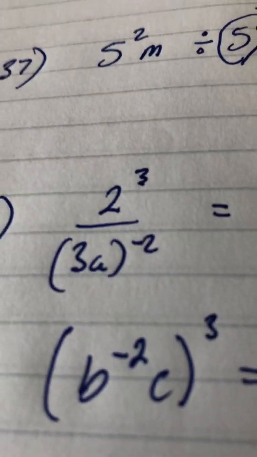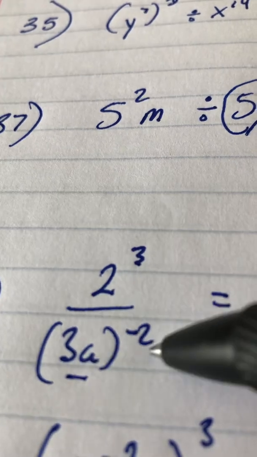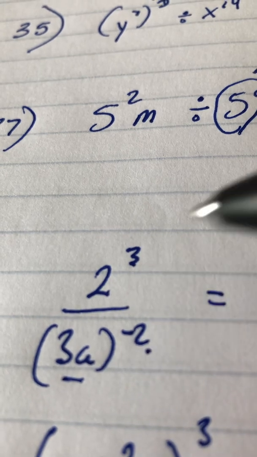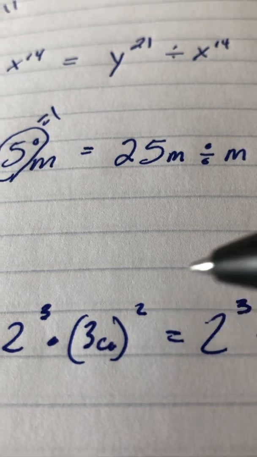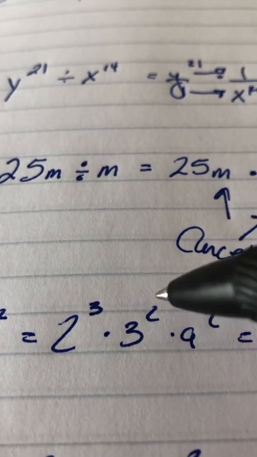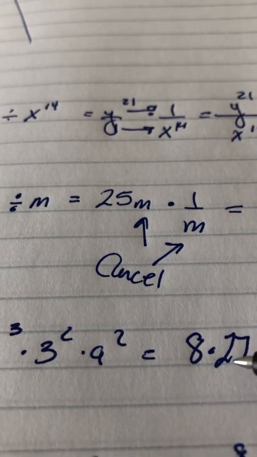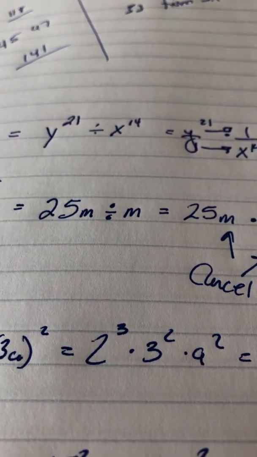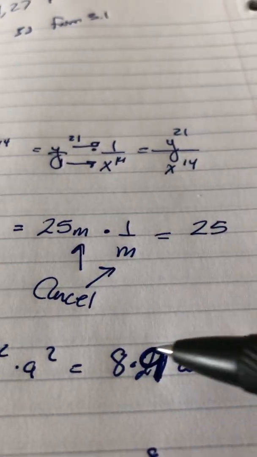For 39, you've got 2 cubed over 3a to the negative 2 power, and this is all to the negative 2 power. And that negative says let's move that entire expression up. So it now reads 2 cubed times 3a, the quantity squared. So this is really 2 cubed times 3 squared times a squared. Well, 2 cubed is 8, 3 squared is 9. And so we have 8 times 9a squared, which is 72a squared.